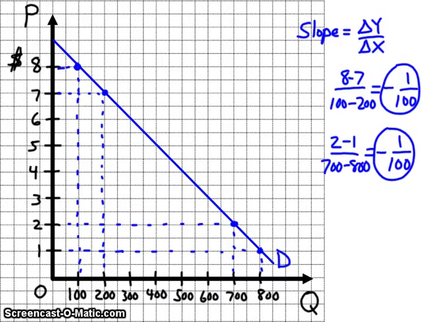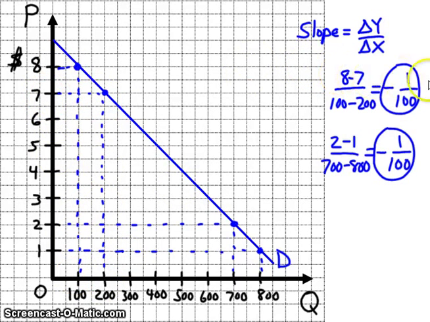Okay, so what we want to look at is the difference between slope and elasticity. And I've already got the slope up here. It's defined as the change in y, delta y, divided by the change in x, delta x. So we could go to a price of $8 where the quantity is 100 and a price of $7 where the quantity demanded is 200.